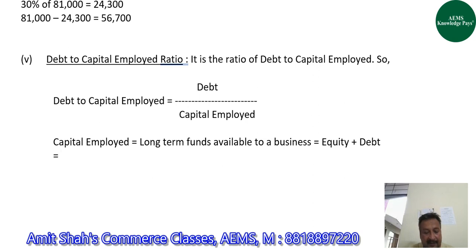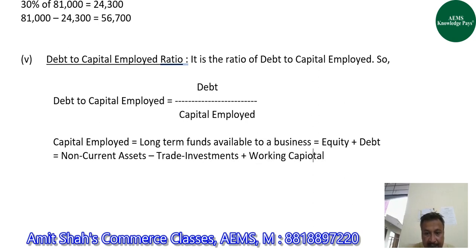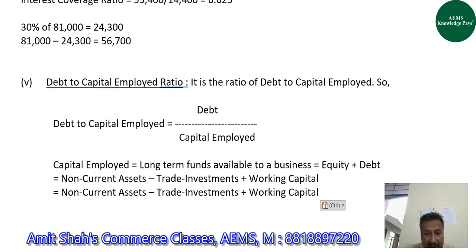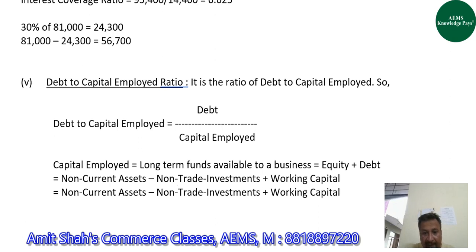And this can also be calculated as non-current assets of a business minus trade investments plus working capital. That is non-current assets minus non-trade investments. It is non-trade, not trade. Plus working capital, which is current assets minus current liabilities.